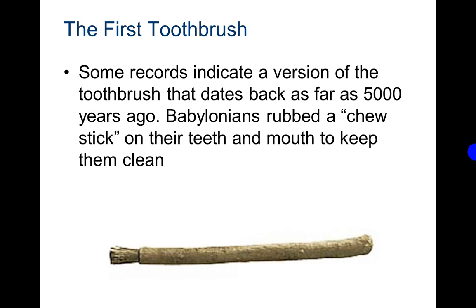All right, so the first, toothbrush. Some records indicate a version of the toothbrush that dates back as far as 5,000 years ago. Babylonians rubbed a chew stick on their teeth and mouth to keep them clean.